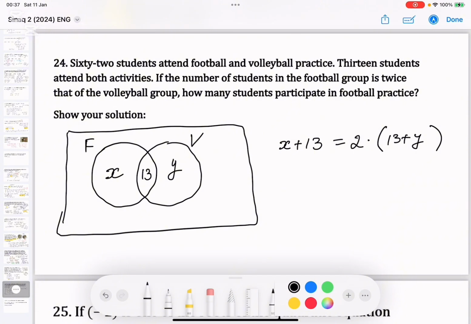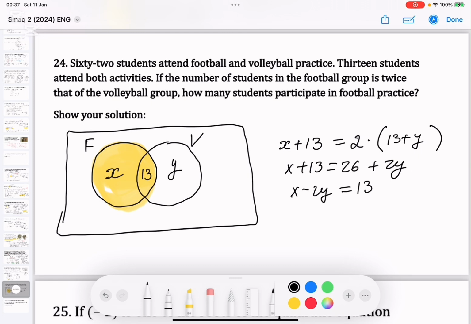How many students participate in football practice? So basically we have to find x plus 13, the number of students that participate in football practice. So let's solve this equation. We're going to have x plus 13 equals 26 plus 2y. So we have x minus 2y equals 13.